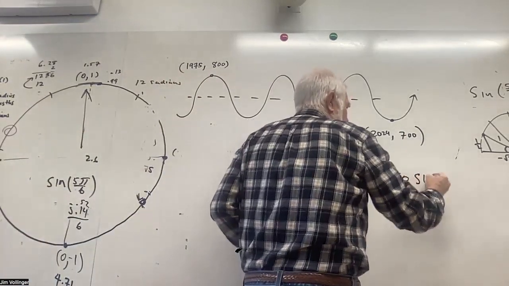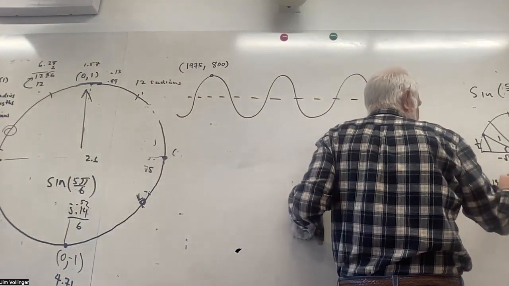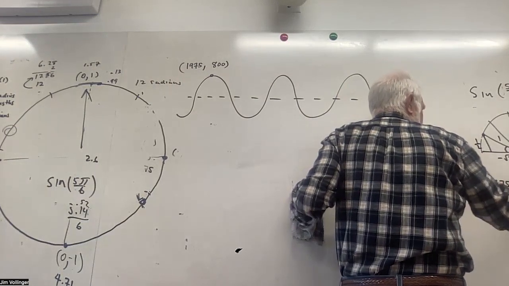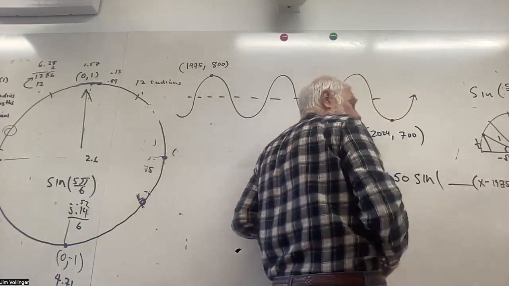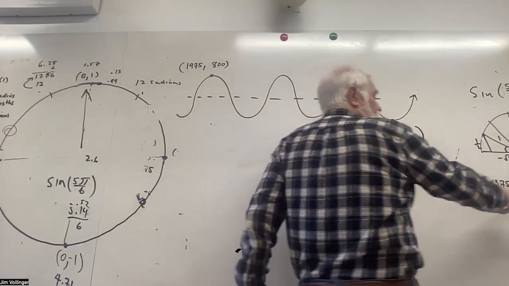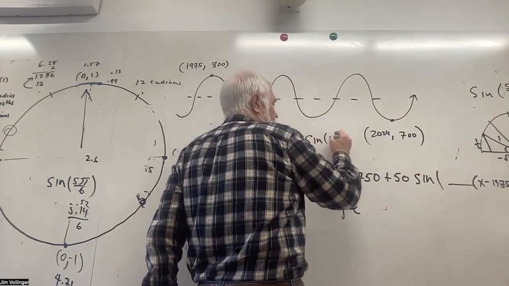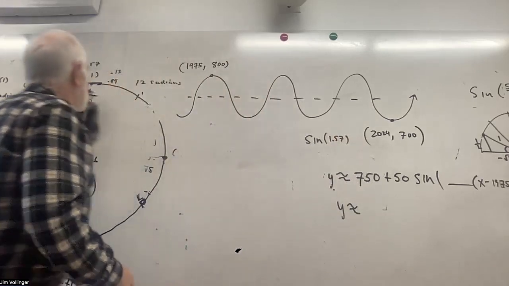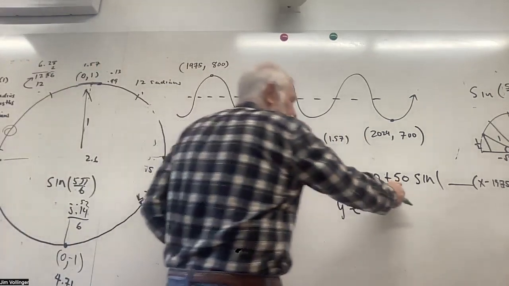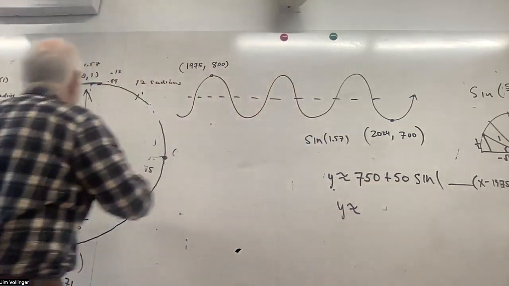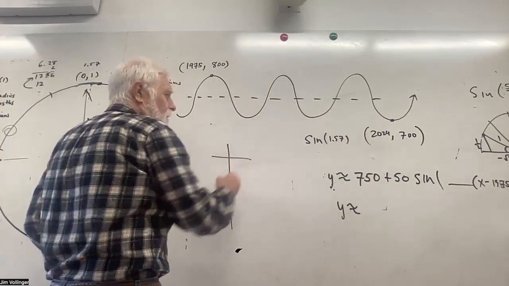So I'm going to write this so that x minus 1975, plus 1.57 radian lengths. What happens when I put in 1975? I get 1.57 radius lengths. And what is the approximate value of the sine of 1.57 radius lengths? Oh, that's the one that's straight up. That's a y value of 1. And 1 times 50 is 50, plus 750 is 800. Matching up.